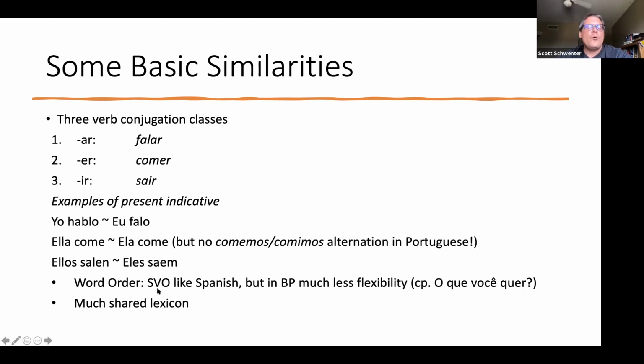So word order, I could probably say a lot more about this. So it is pretty much subject, verb, object, like Spanish. But I do want to mention that in Brazilian Portuguese, there is much less flexibility than in most dialects of Spanish. Maybe if you know a Caribbean dialect of Spanish, Brazilian Portuguese is more like a Caribbean dialect of Spanish in terms of wanting to be in subject, verb, object order.